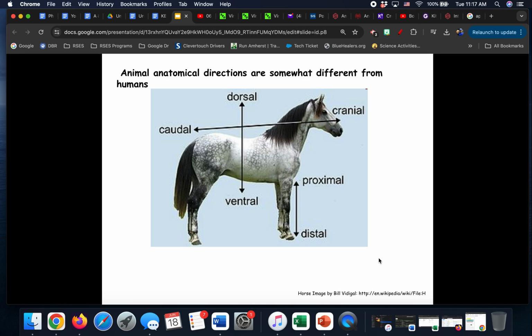We're not going to have to know this, but just realize there are differences for animals since they stand on all fours. They have a different anatomical position, but don't want to confuse you. Just be aware it's different. Nope, not even going to bother.